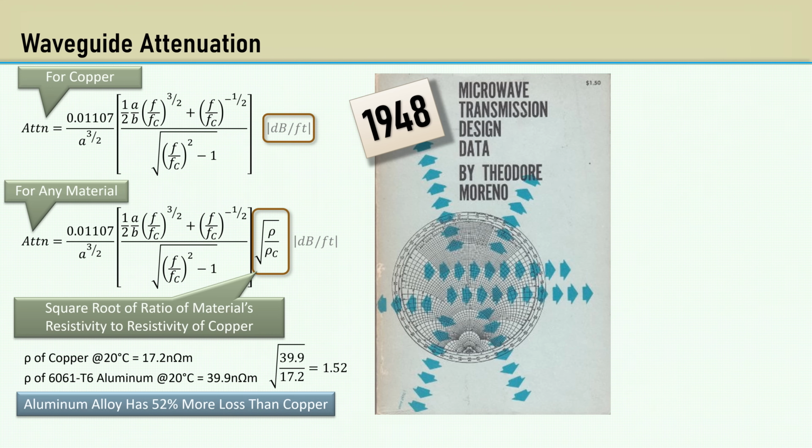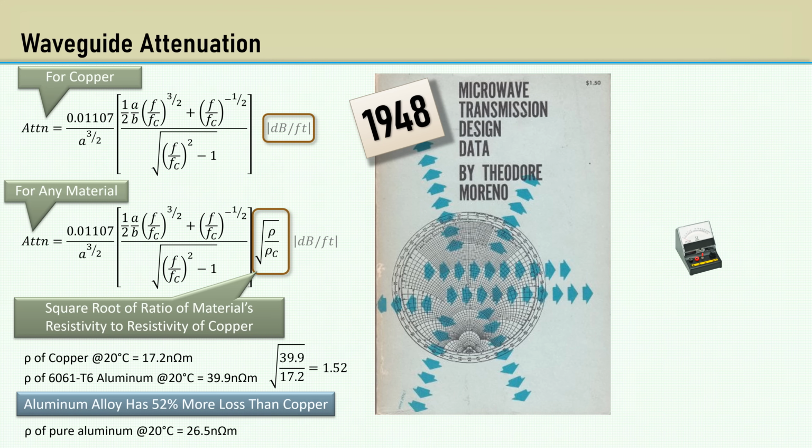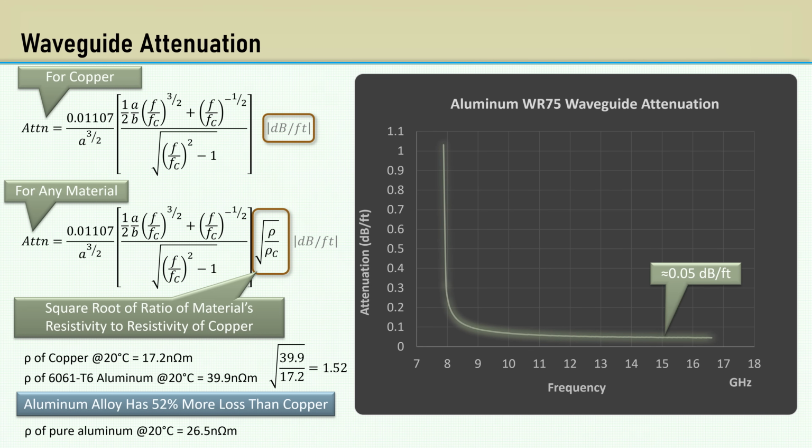If you look up properties of aluminum, you will probably find the resistivity of aluminum to be around 26.5 nano-ohm meters. Aluminum alloys like 6061 T6 are widely used and have a significantly higher resistivity than pure aluminum. By the way, a nano-ohm meter is a very small ohm meter. Here is a chart of the attenuation of aluminum WR75 waveguide.